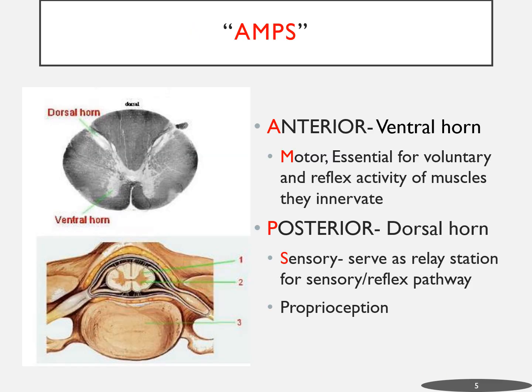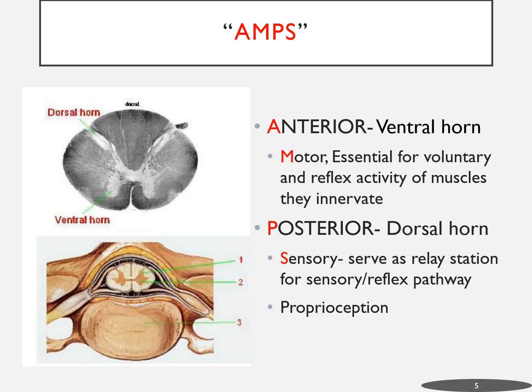When you look at that cross section of our spinal cord, think of the mnemonic AMPS. The anterior area of the cord, the ventral horn, has our motor fibers, essential for our voluntary movement and our reflex activity of our muscles. And then the posterior area of the cord, our dorsal horn, is where the sensory nerve roots are. This serves as our relay station. It's our sensory, our reflexive pathway, and proprioception.